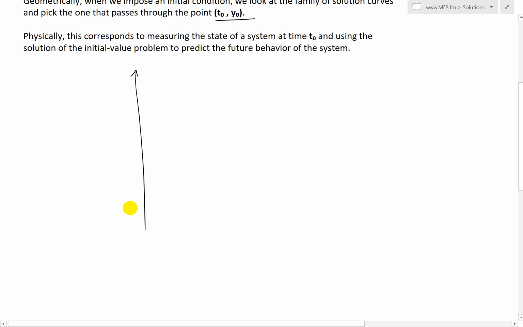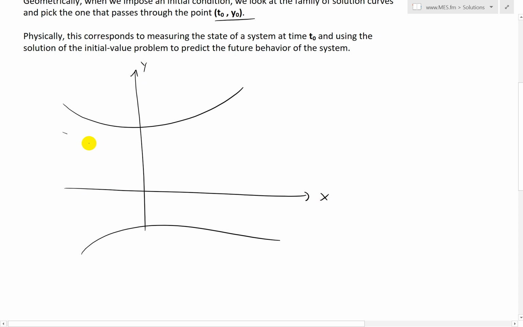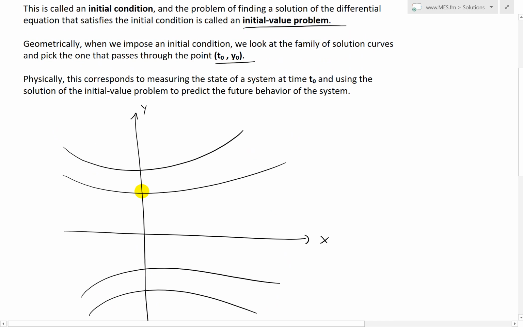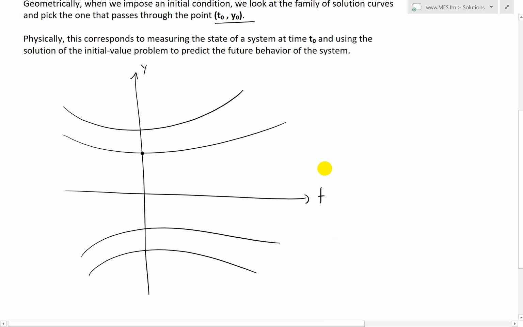If you were to look at a graph of a bunch of solutions to any given differential equation, something like this, I'm just drawing the general family of curves. Our specific case is, let's deal with t instead of x, it doesn't matter which one you use. At this very point, t0 and y0, and in this case t0 is equal to 0.